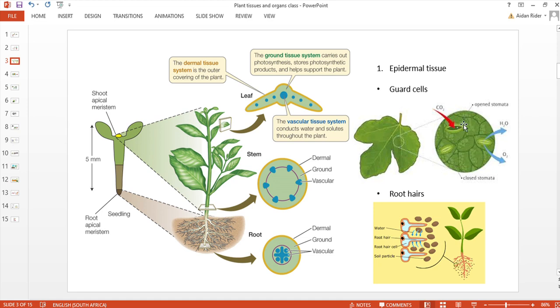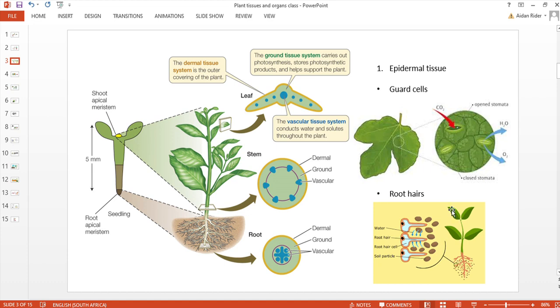Okay, so basically these holes can actually open and close. So in this case, this is what a closed stomata looks like, and this is what open stomata looks like. Okay, so these cells, one cell at the bottom, another cell at the top, guard cells, together they form stomata.